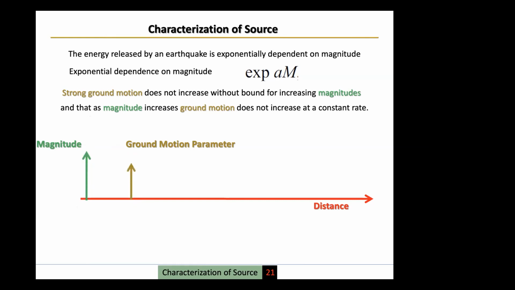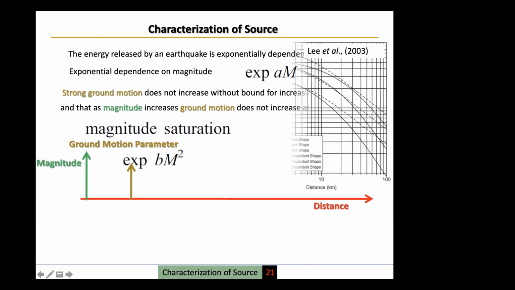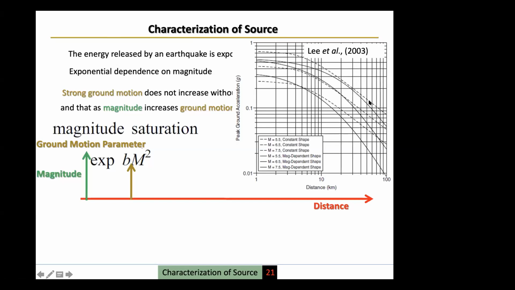So in reality, we can observe that when the magnitude increases, the ground motion increases with this term here and another term here, which is called magnitude saturation. An example of this magnitude saturation and its effect on the ground motion parameter is shown here. So this is distance and this is peak ground acceleration. The curves with dashed lines just consider the constant shape. But those with continuous black lines here and here and here also consider this magnitude saturation term, so the magnitude-dependent shape. And you can see that their shapes can be quite different from each other.